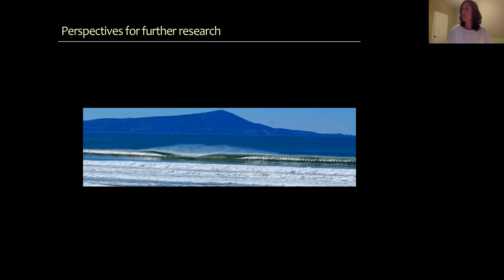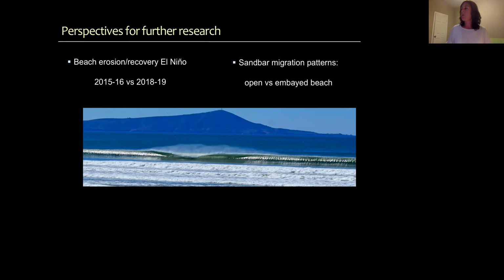So, some perspectives for further research. As I said before, I am interested in understanding the beach erosion and recovery for the El Niños 15-16 versus 18-19. Sandbar migration patterns in Ensenada: the way the sandbar responds really nicely in the cross-shore, like we have a cross-shore dominance in the energy flux, so the sandbar basically moves back and forwards, while in La Misión we have more longshore effects. So I am interested in understanding these differences in sandbar migration patterns.